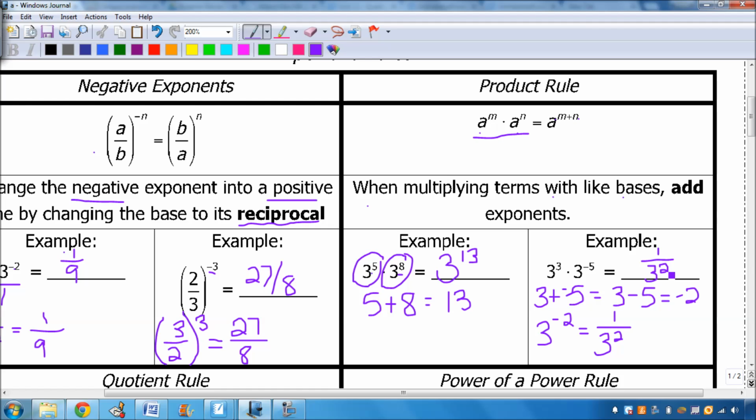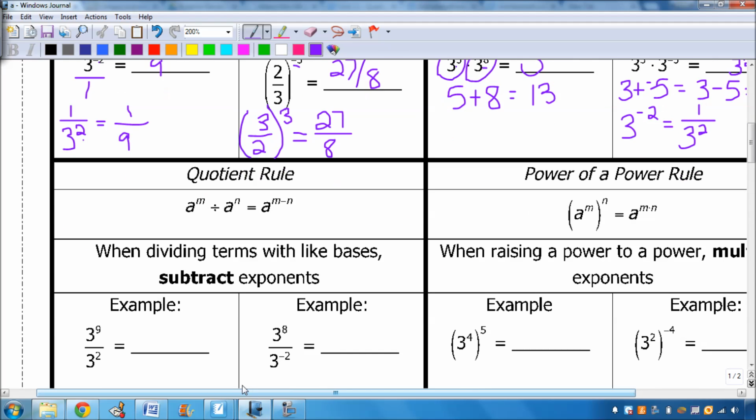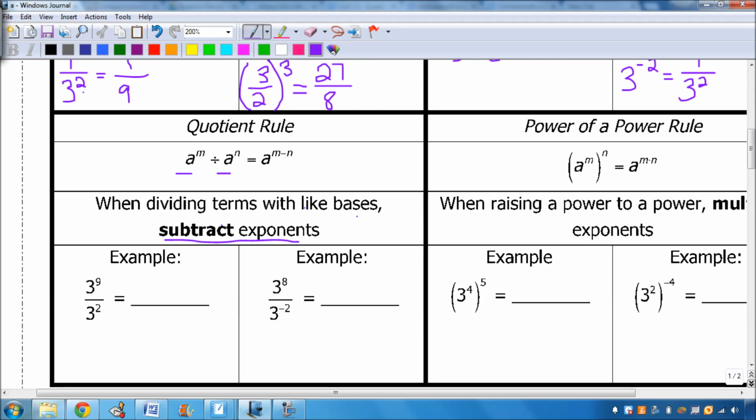All right, now the quotient rule says that when you divide terms with like bases, you subtract your exponents. So these have the same bases, you just do m minus n. So here, our bases are the same, they're still 3, so I just do 9 minus 2, which is 7. So my answer is 3 to the 7th power.